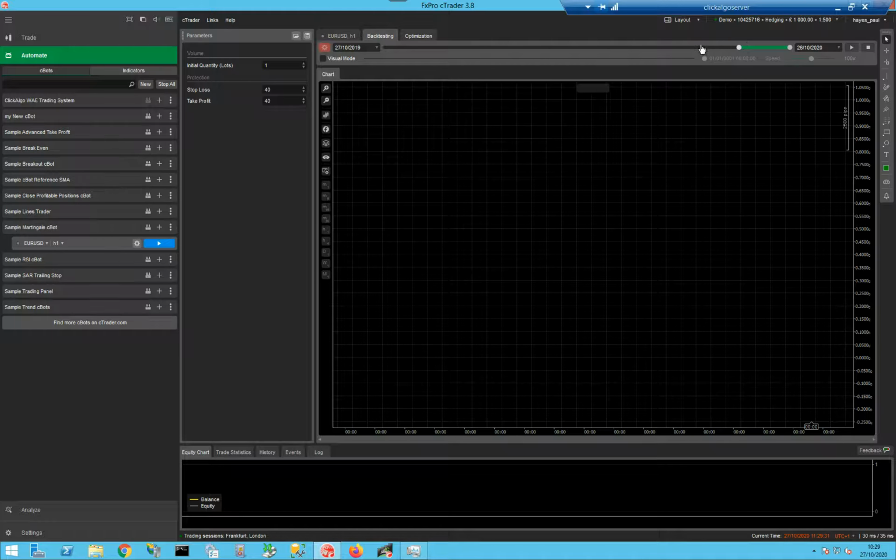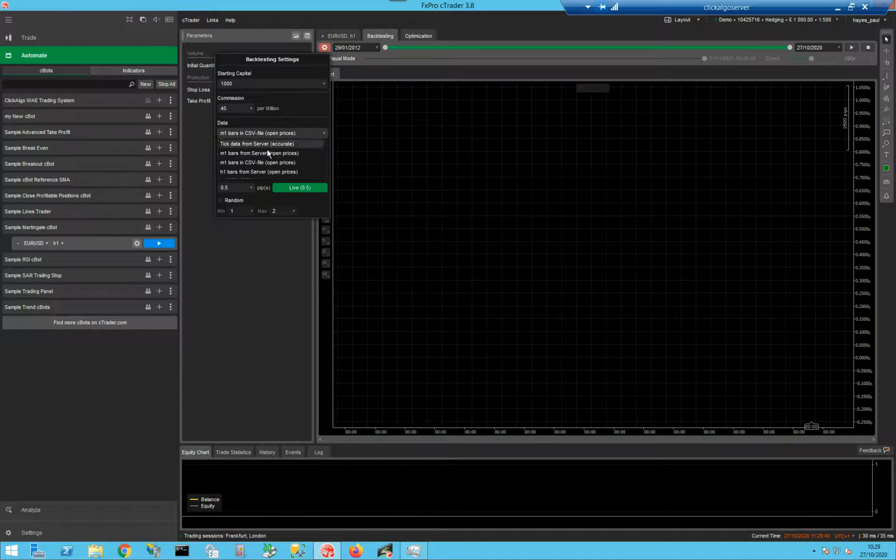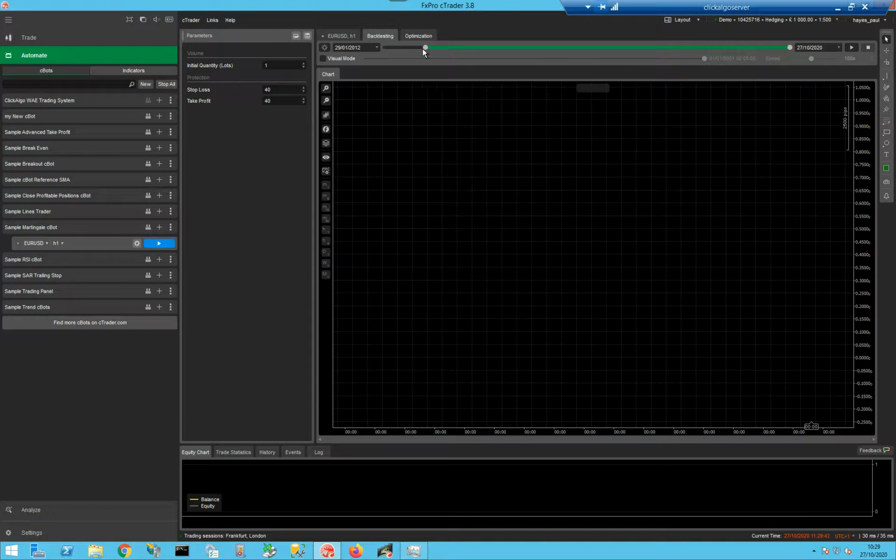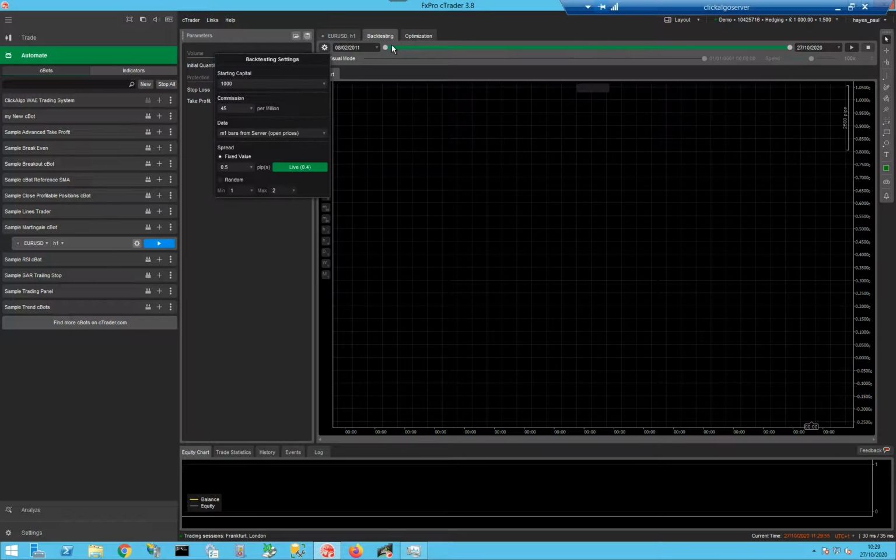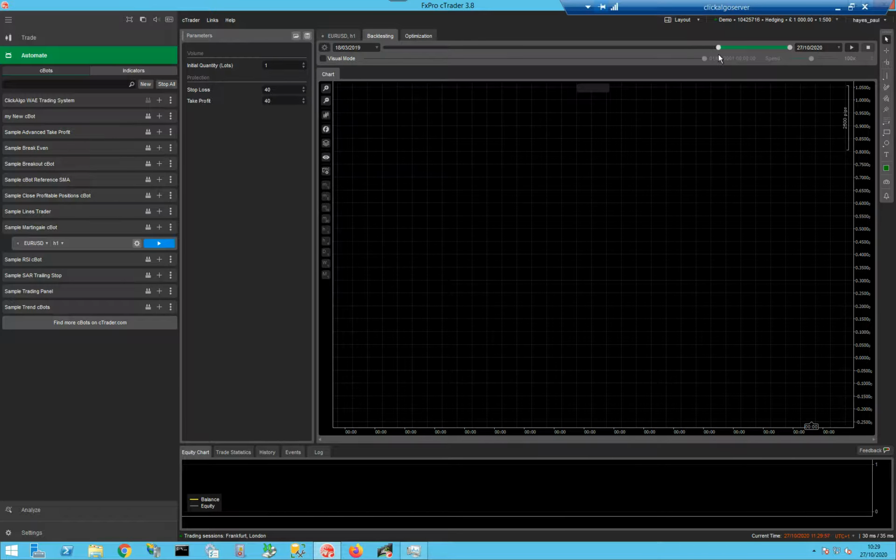Well, if I scroll back with cTrader now, for Euro USD, if it went back further than that, actually, let me go back to 1 minute bar data. For Euro USD, it only goes back to 2011, so that's 9 years of backtest data. So if you did want to play around with more historical data, you can do that by loading in data from a CSV file.